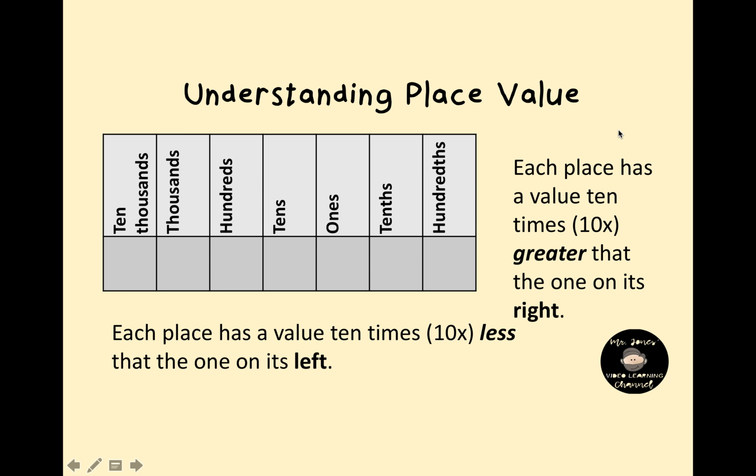So there are a few other things we need to understand in order to fully understand place value. The next general principle is that each place has a value 10 times greater than the one on its right. So for example, the tens would be 10 times greater than the ones. That seems kind of obvious. Less obvious is the fact that the thousands are 10 times greater than the hundreds.